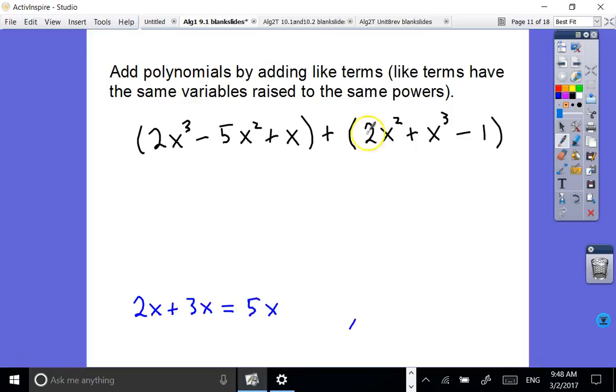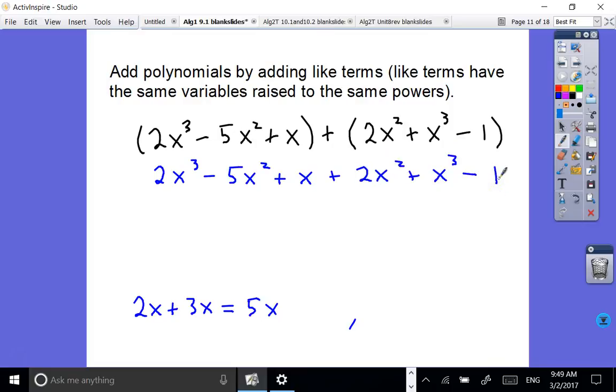First of all, do these parentheses do anything for us? Are they changing signs of anything? And the answer is no. So don't let the parentheses confuse you in a sum, in addition. So let me write it right here. 2x to the third minus 5x squared plus x plus 2x squared plus x to the third minus 1.